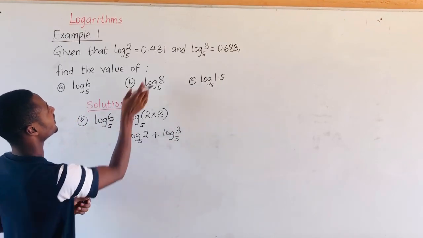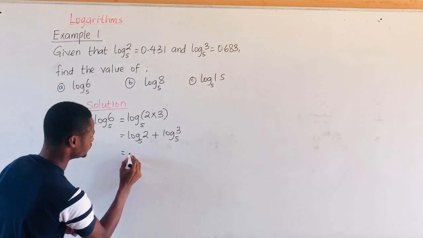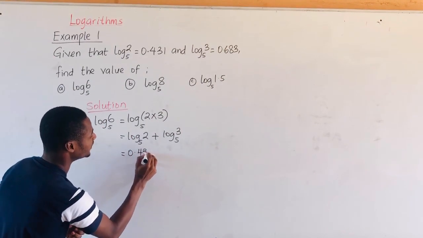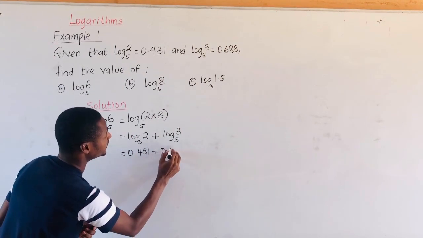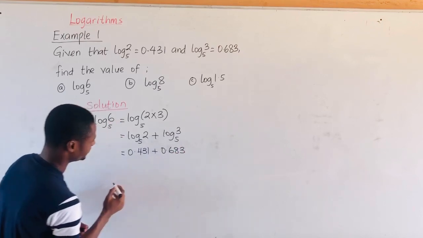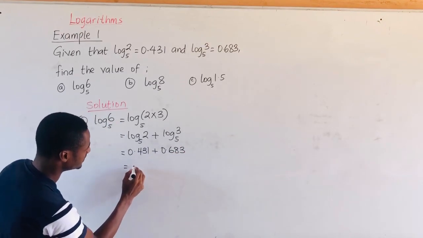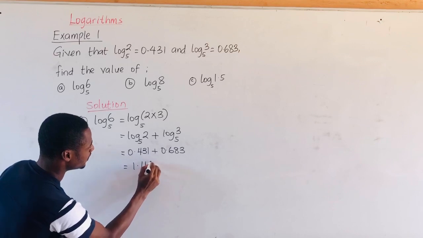And this will give us, we have the values for log 2, 0.431, and then 0.683. And this will give us 1.114.